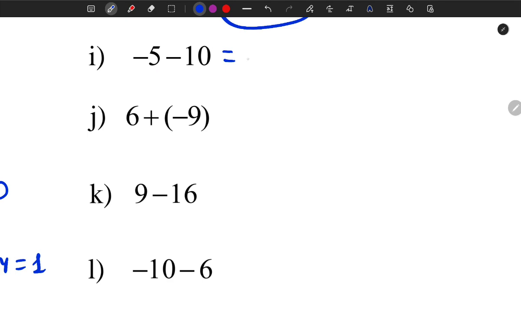Negative 5 minus 10 gives us negative 15. 6 plus negative 9 gives us negative 3. 9 minus 16 gives us negative 5. Sorry, negative 7. And negative 10 minus 6 gives us negative 16.